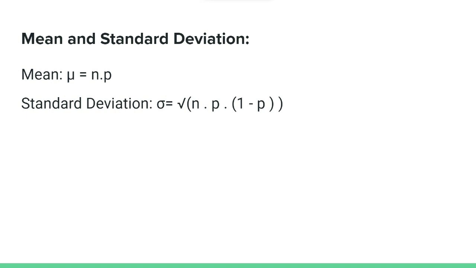Here we see the equations for finding mean and standard deviation. For mean, it's just n times p, which is the number of trials times the probability of success, and for standard deviation, it is the square root of n times p times (1 minus p).